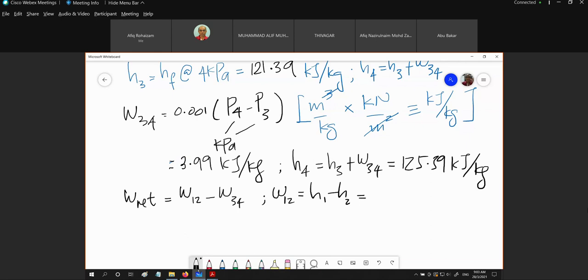Remember, always use the actual enthalpy for the Wnet. Don't use H2S, okay? The H2S is just an ideal expansion process. But the real enthalpy coming out from the turbine is H2. So we are going to calculate the actual. So what is that? 778.71.